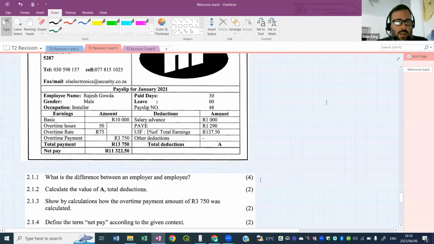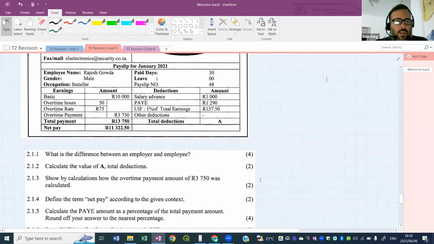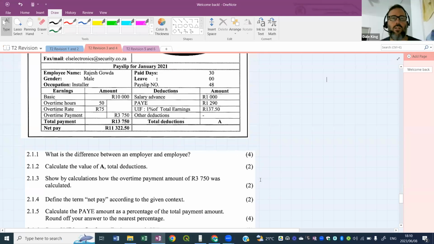Let's get into some calculations. All right, 2.1.2, here we go. Calculate the value of A, the total deductions. This value here, how are we going to work that out? Who would like to put in chat or raise their hand and let me know what we can do to find out the value of A, the total deductions? It should be quite easy for you guys.